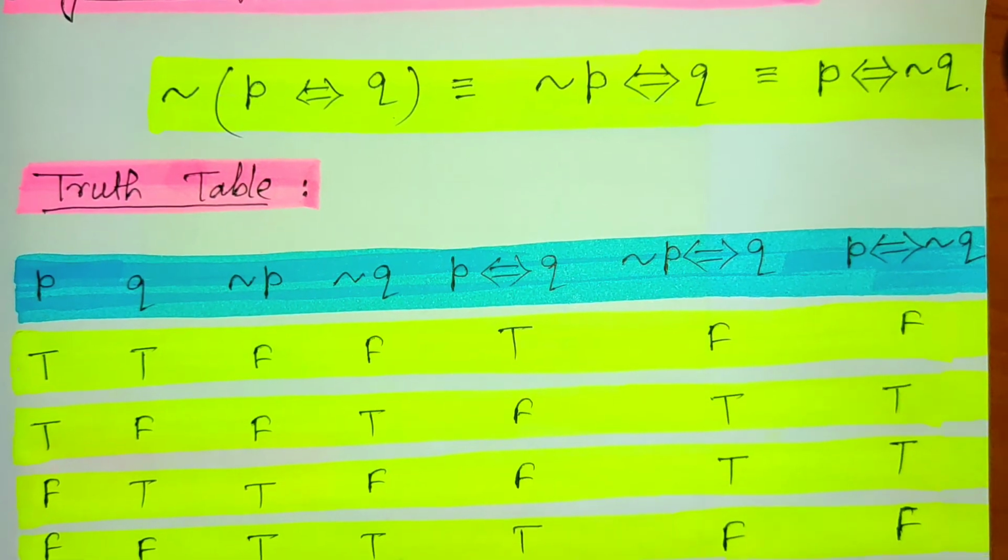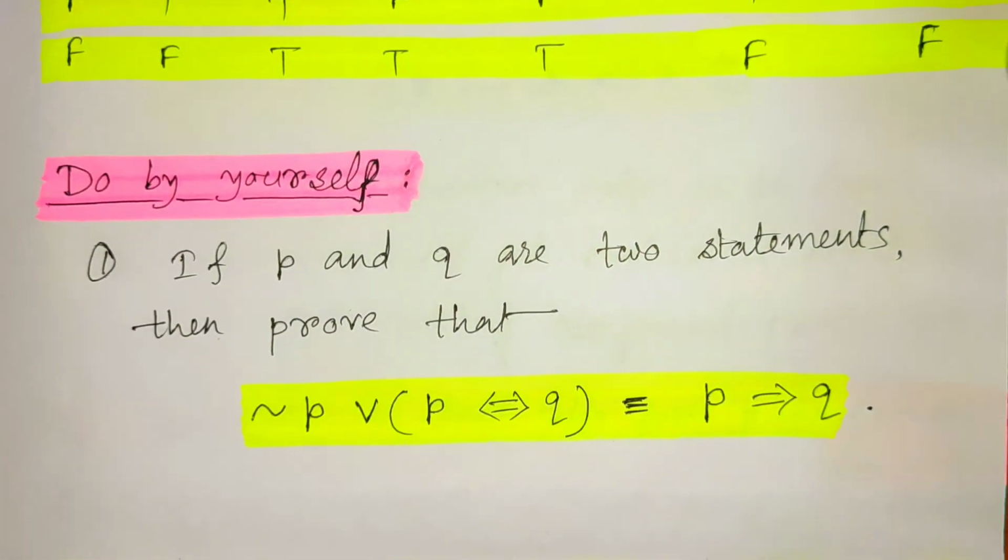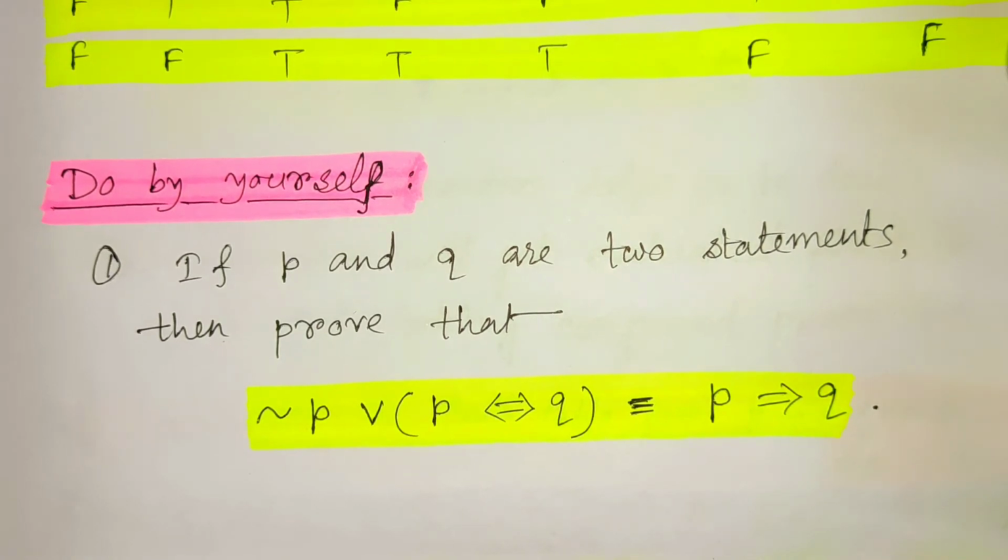Okay, so one more thing, I am giving you one question you should do by yourself at home, and if possible give me the result in the comment box. Here P and Q are two propositions or two statements. In that light you should prove that not P or (P implies and implied by Q), that entire expression, is equivalent to P implies Q. So you should validate whether this statement is true or false, and write its answer in the comment box.